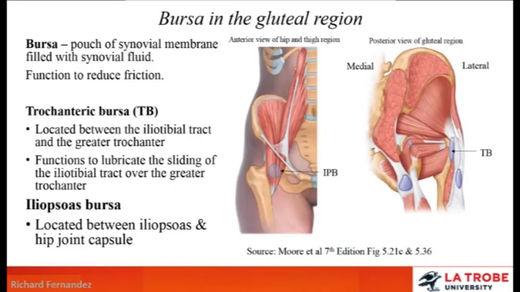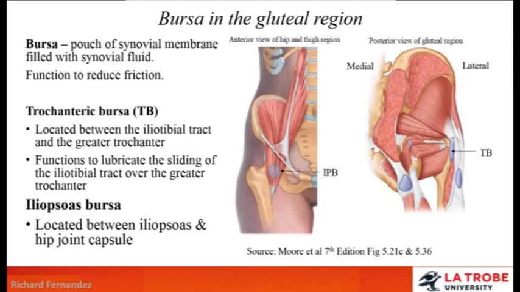Another aspect to consider in the gluteal region are bursae. Bursae, or bursa singular, is basically a pouch of synovial membrane filled with synovial fluid. Its function is to reduce the friction between two structures that slide upon each other. I'd like to consider bursa as the anatomical superhero of the body, because wherever there is friction, bursa will be there. There are many bursa around the hip region, but there are only two important ones that you need to be mindful of.